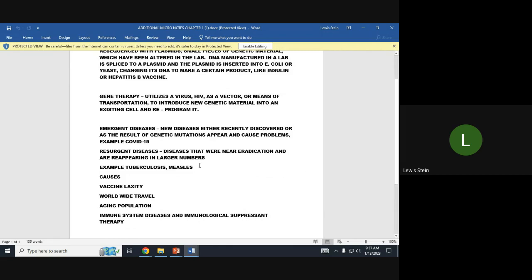Resurgent diseases are diseases that were near eradication and are reappearing in larger numbers. And then I give you the reasons behind it. And a lot of them are sort of intertwined.